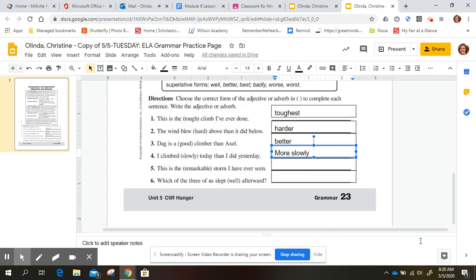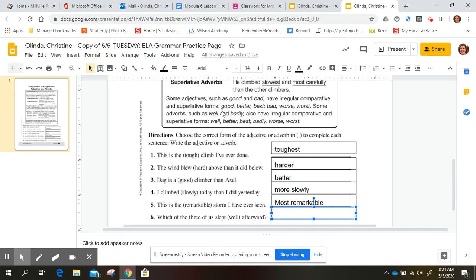Number 5, this is the remarkable storm I have ever seen. Let me fix that because it shouldn't be a capital. All right. This is the most remarkable storm I have ever seen. Remember, we don't say remarkablest. And last one, number 6, which of the 3 of us slept well afterwards? Thinking about up here, when we had well, who slept well, who slept better, who slept best. Which of the 3 of us, so it's superlative, slept best afterward?